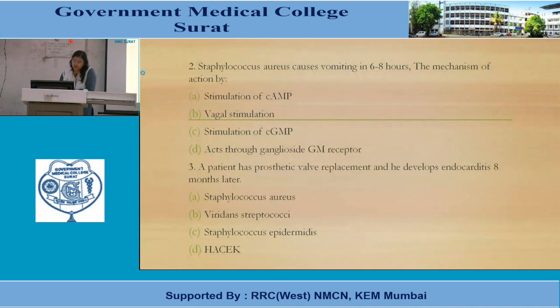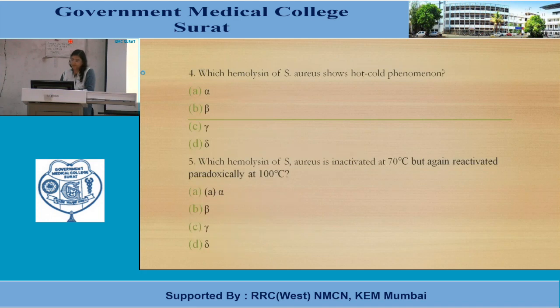The third question, a patient has prosthetic valve replacement and he develops endocarditis 8 months later. The most common cause will be Staphylococcus epidermidis, C. Which hemolysin of S. aureus shows hot cold phenomenon? The gamma hemolysis. The answer is C. Which hemolysin of S. aureus is inactivated at 70 degrees centigrade but again reactivated paradoxically at 100 degrees centigrade? The alpha hemolysin.